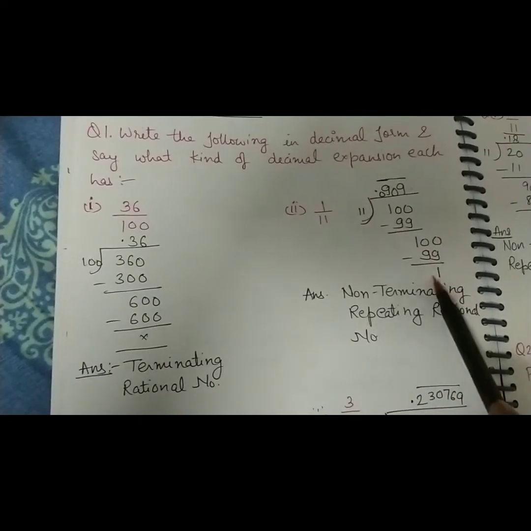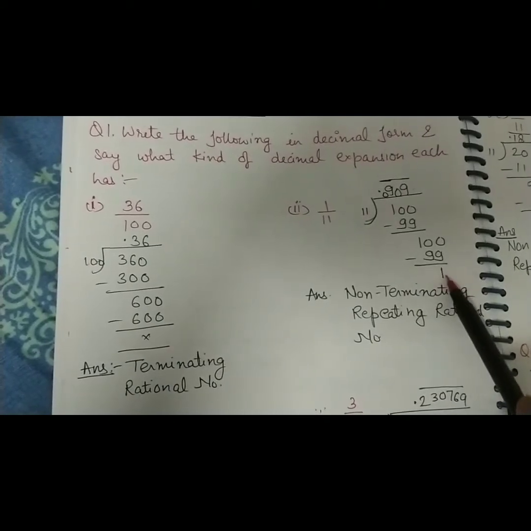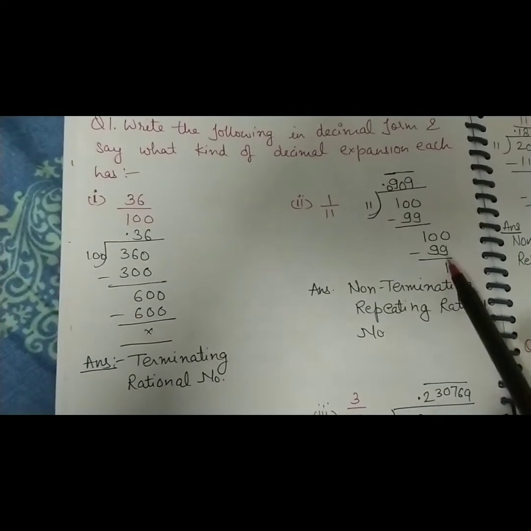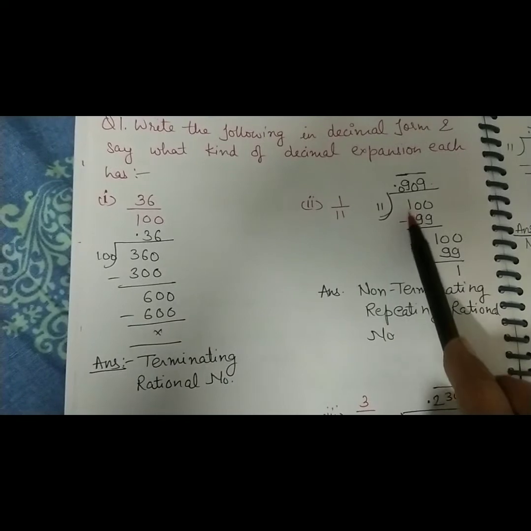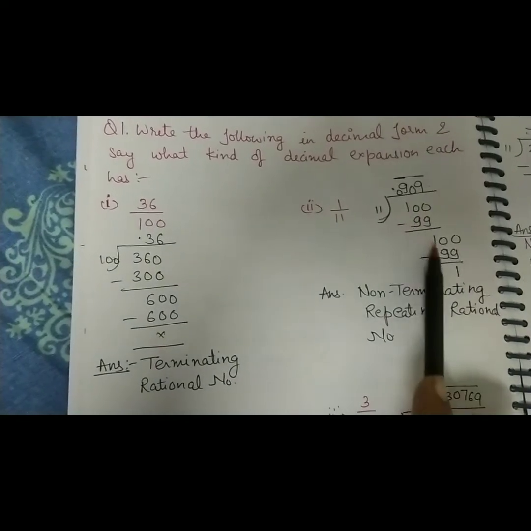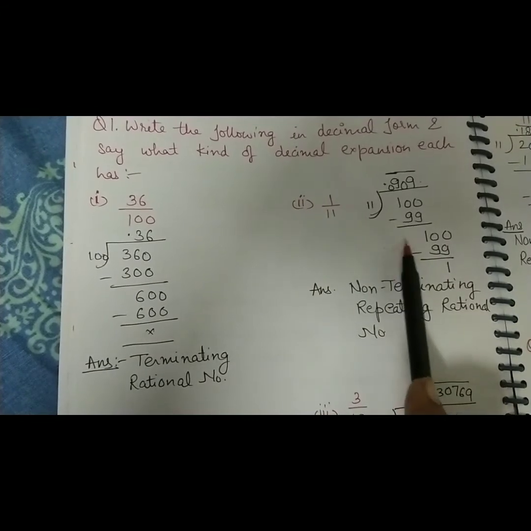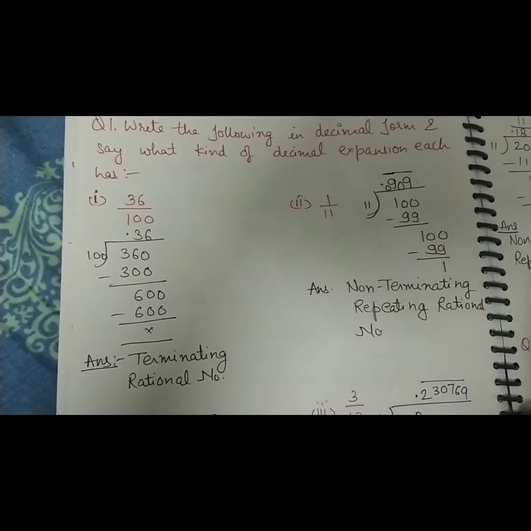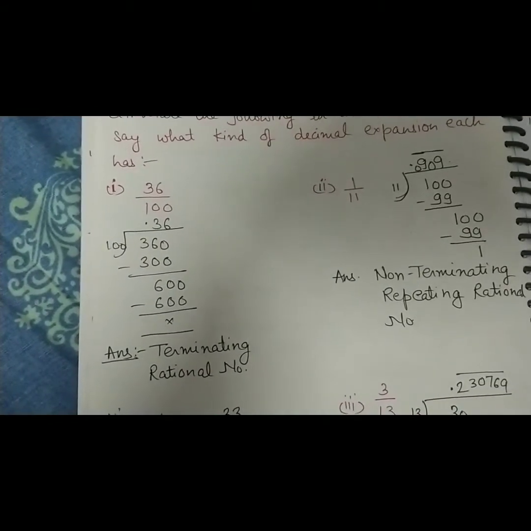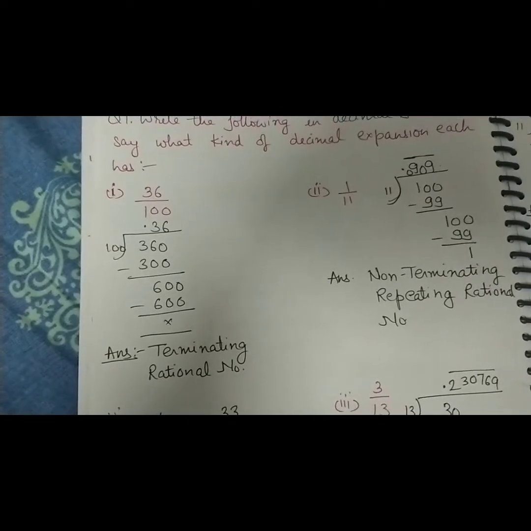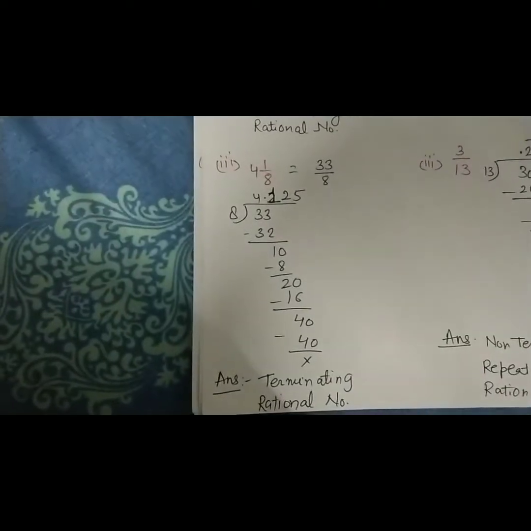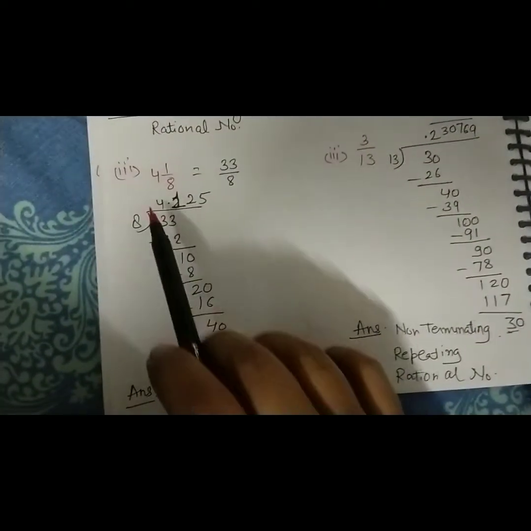So this is what? Non-terminating, because 1 keeps on coming. So it's non-terminating, as well as repeating itself. Look, 1 is repeating itself. So it's non-terminating as well as repeating. And non-terminating and repeating is what? A rational number. Next, let's move to the third part of this question.